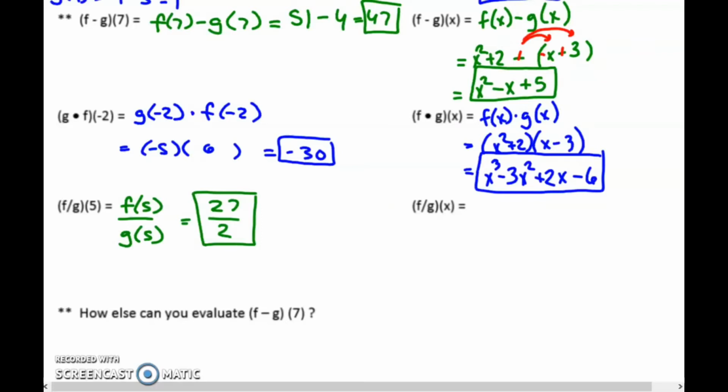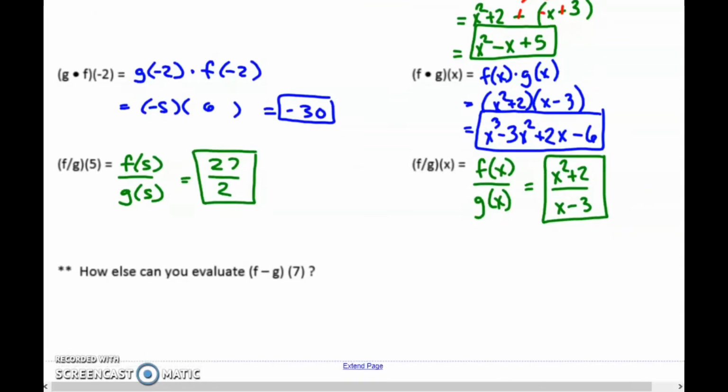And f divided by g of x, again, what I want you to show is just that you're going to take f of x and divide it by g of x. Not a lot of work here other than substitution. f of x is x squared plus 2. g of x is x minus 3, and obviously there's no way to simplify that expression, so we're just going to leave that.